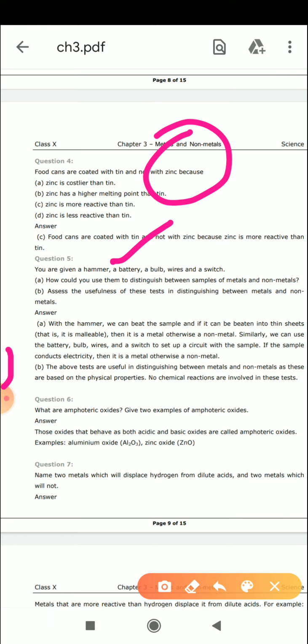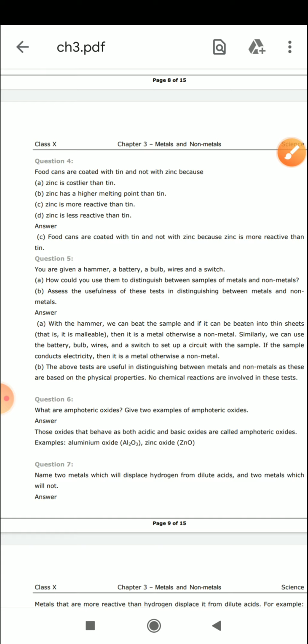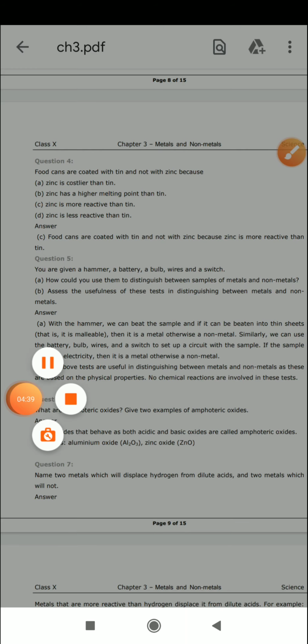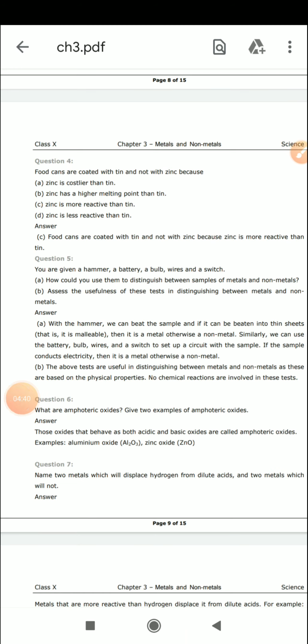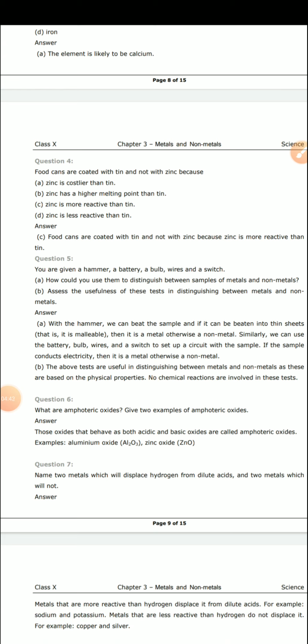Now question number 6: what are amphoteric oxides? This is very important from the board exam point of view, because many times it is asked what amphoteric oxides are. As we discussed about metals and non-metals, there are some metals whose oxides behave with the properties of both acid and base.